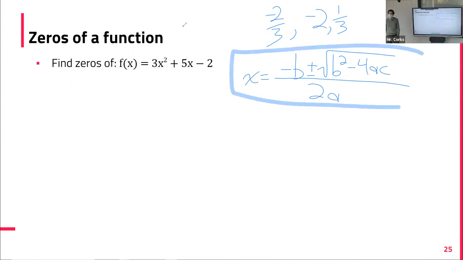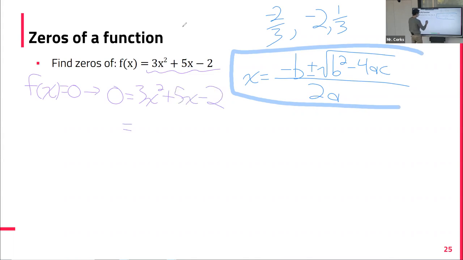But let's try another way to solve this. Let's try the factoring method. So can anyone tell me factors that they see in here? Just to write this out formally, we're looking for the points where f of x equals 0. So that means we want 0 equal to 3x squared plus 5x minus 2. And I want to factor this to have something x plus or minus something, times another something x plus or minus something.